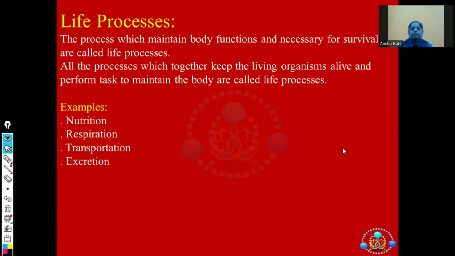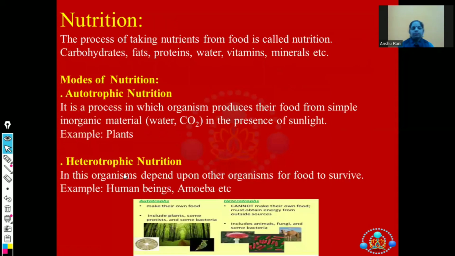Their main parts are nutrition, respiration, transportation and excretion. Means कोई भी अगर living body है तो उसमें ये 4 processes जरूर होंगे: nutrition, respiration, transportation and excretion. We will discuss these processes one by one.